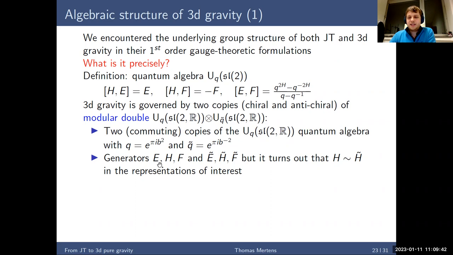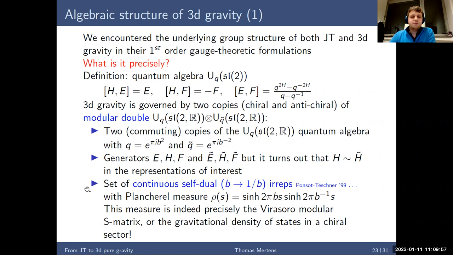And it then automatically has two sets of generators, E, H, and F, and their duals, let's say, so the ones with the tildes on them. But it turns out that there are secretly only five generators because H and H dual are actually proportional to each other. And the most important property of this strange quantum group, this modular double of U_q(SL2R), is that it has a preferred set of continuous irreducible representations that are what is called self-dual, which means they have a symmetry of b goes to 1 over b.